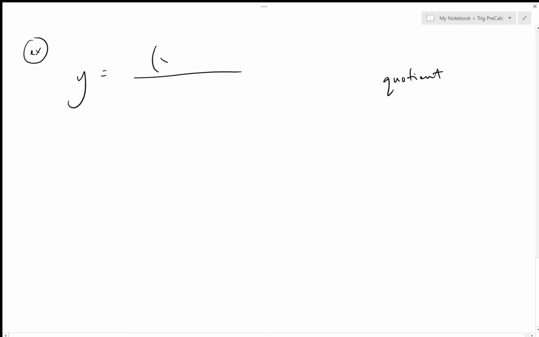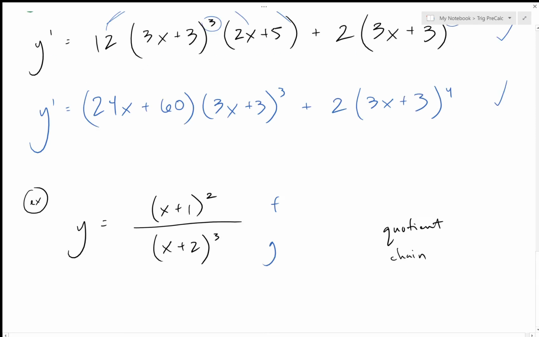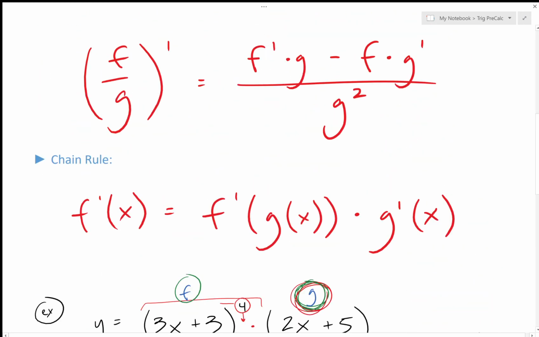On top, (x + 1)². Oh, look at that, we need some chain rule too. (x + 2)³, more chain rule on the bottom. Alright, so I know quotient is the bigger deal here, where the top is f and the bottom is g. Quotient rule, and we look back up here, quotient rule.